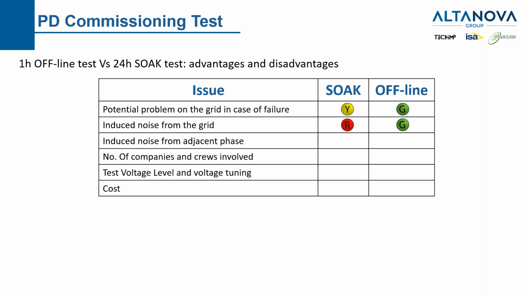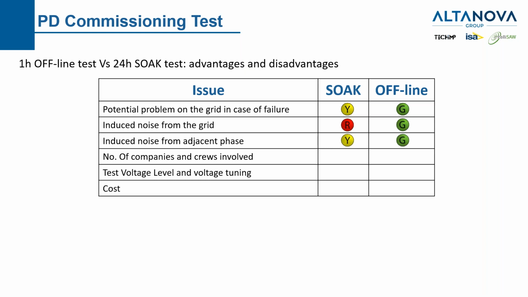On the soak test, it's not so nice because we will include all the grid noise in the measurement. If you remember, the PD are measured as a PD pulse, but you can imagine that our network may be affected by high frequency noise as well, and that can make our life a little bit harder. Instead, when we are doing offline testing, we are out of the grid, so we are not affected by such disturbances.